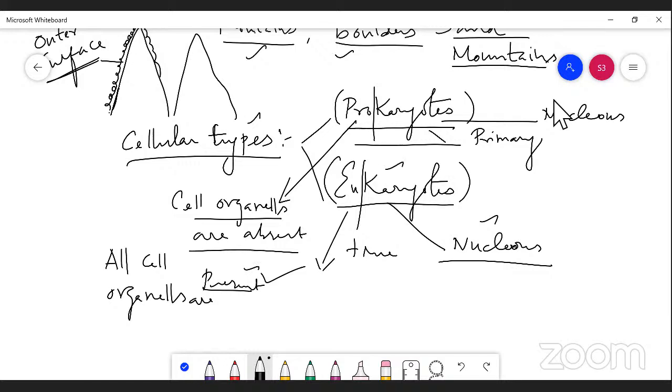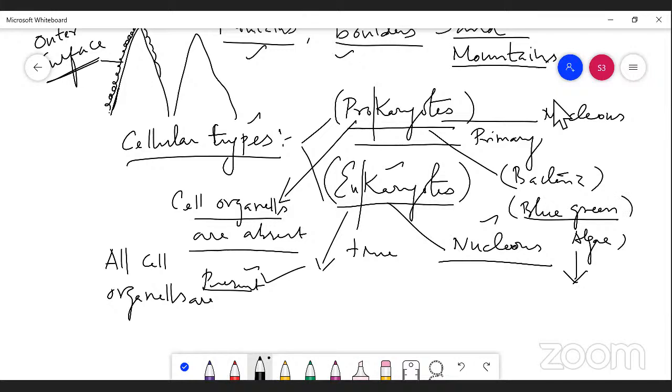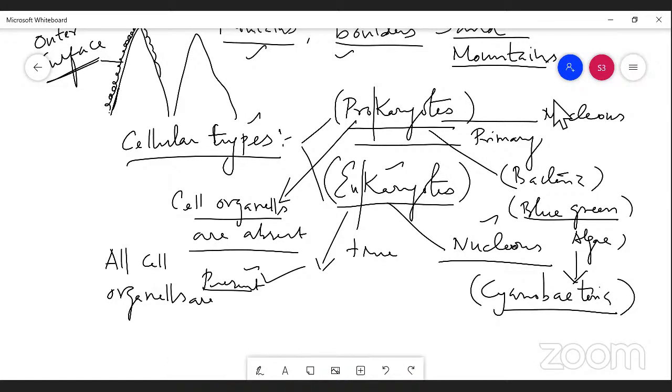For example, prokaryotes include bacteria and the blue-green algae. The blue-green algae are otherwise called cyanobacteria.